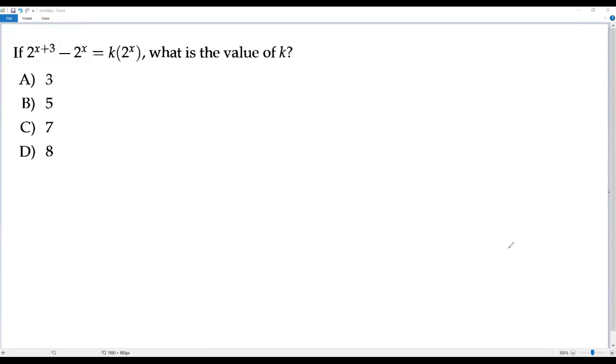Here we have a SAT math problem. Okay, let's go to the question. If 2 to the power of x plus 3 minus 2 to the power of x equals k times 2 to the x power, what is the value of k? In the given equation, we have to solve for the constant k.